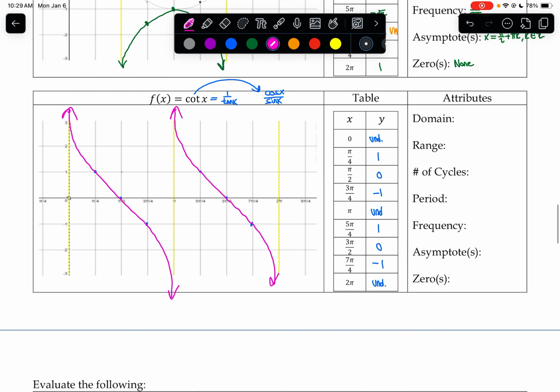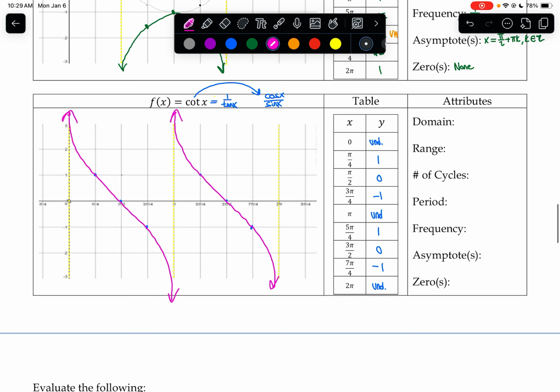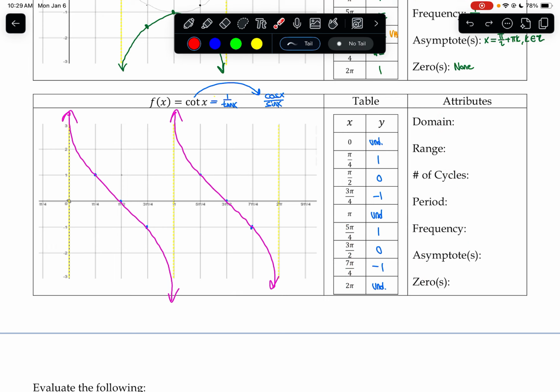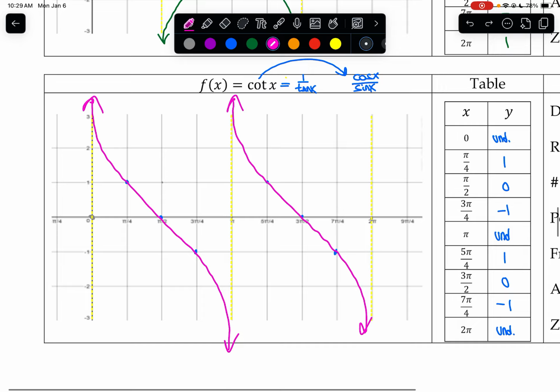Close enough. All right, and then just like before, we're still going to have a whole bunch more different cycles. So like over here, it's going to be indefinite. Like they're going to keep repeating throughout the entire function. But this is just what we see.